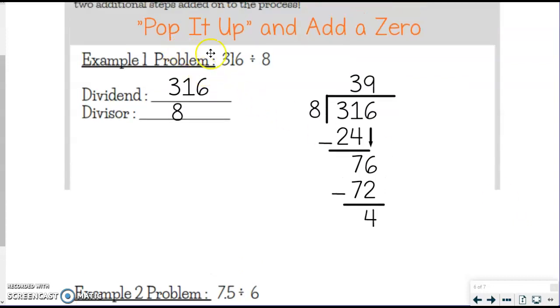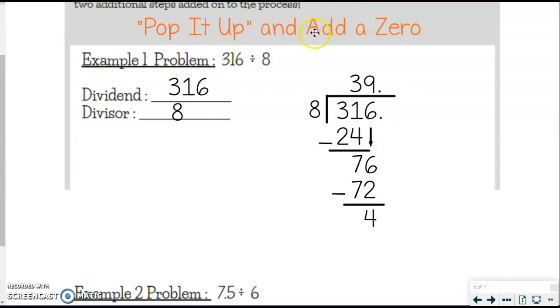So the way we do that is we pop it up. When I'm saying pop it up, that means we need a decimal. Well, I don't see a decimal here, but you should know that behind all whole numbers are decimals, just like when we talked about this in adding and subtracting decimals. So we can go ahead and add a decimal behind our dividend, which is 316, and then we pop it up into our answer. You want to do that right away so that you don't forget about it. Otherwise, it completely changes your answer. So that decimal point makes a huge difference.